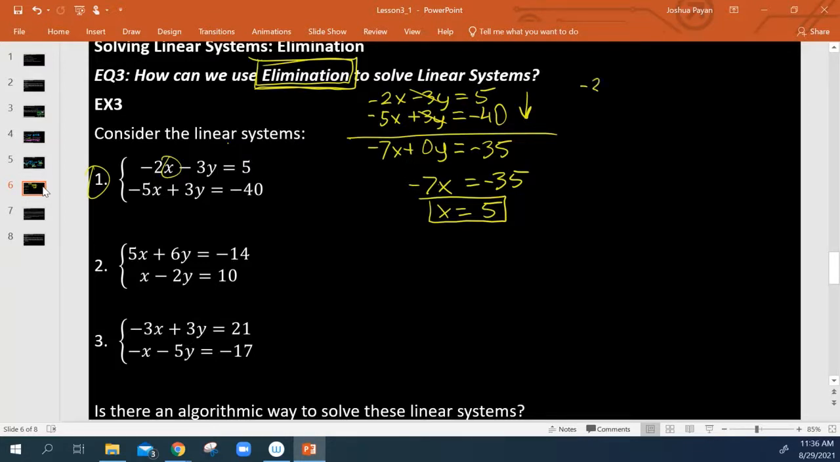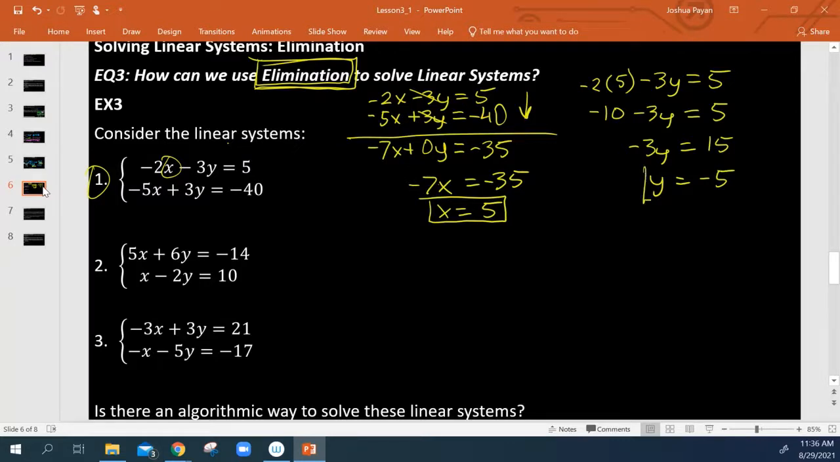So negative 2x minus 3y is equal to 5. Okay, so this gives me negative 10 minus 3y equals 5. Add 10 to both sides. Negative 3y is equal to 15. Divide by negative 3. And we get that y is equal to negative 5.